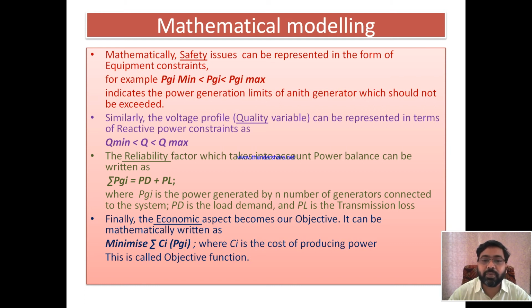Finally, the economic aspect becomes our objective. It can be mathematically written as minimize summation of Ci of PGi, where Ci is the cost of producing power. This is called the objective function. We have seen the expression of Ci, which is equal to Ai plus Bi PGi plus Di PGi squared. So that should be minimized. That is our objective function. That is our target.